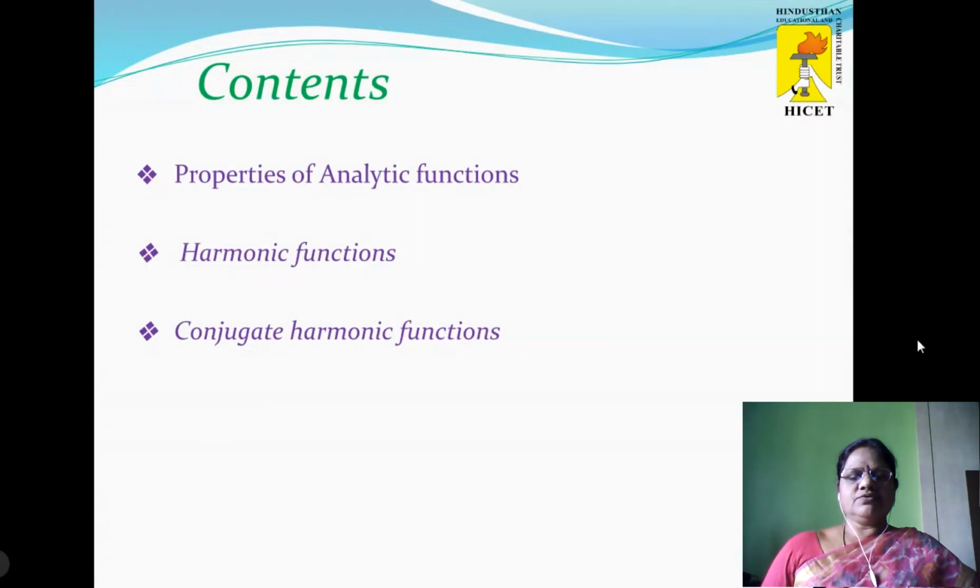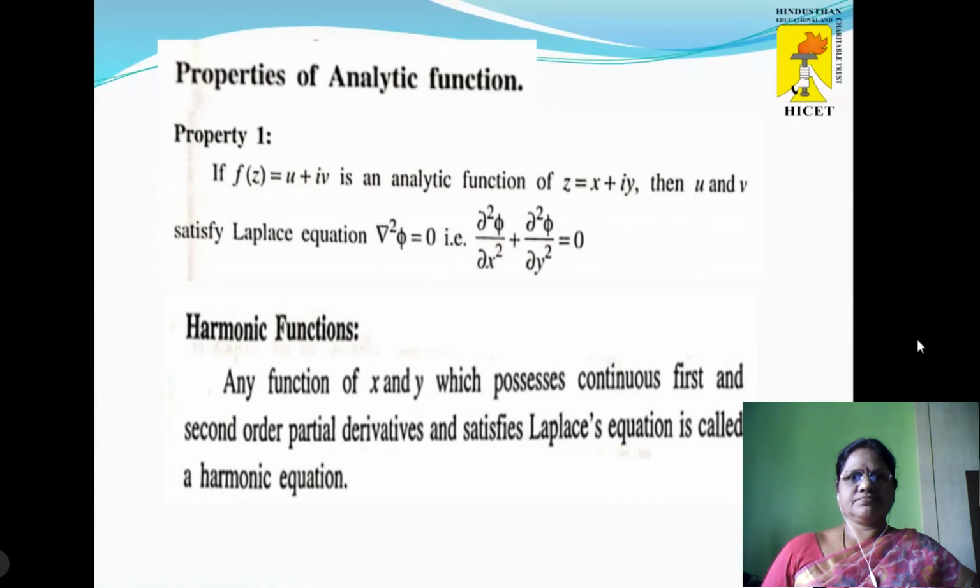In this, we are going to discuss the properties of analytic functions, harmonic functions, and conjugate harmonic functions. Properties of analytic functions. Property number one: if f of z equal to u plus iv is an analytic function of z equal to x plus iy, then both u and v, that is the real and imaginary parts, satisfy Laplace equation del square phi equal to 0. That is, dou square phi by dou x square plus dou square phi by dou y square equal to 0.